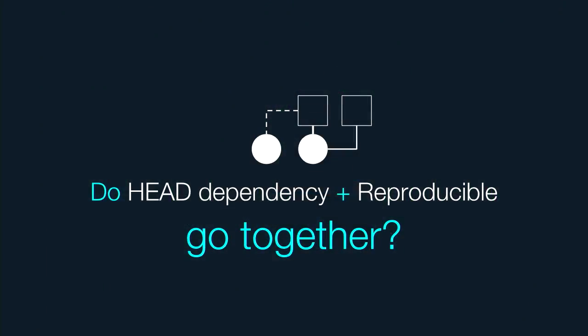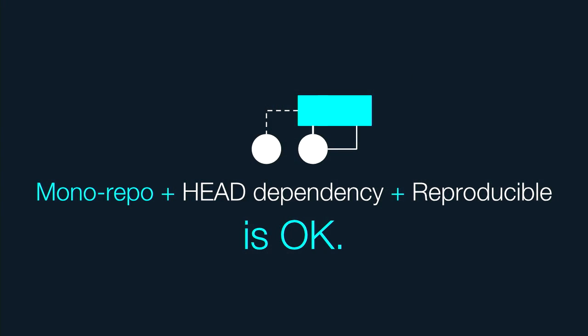OK, so do head dependency and reproducible go together? So if you're using a monorepo, we're all good, right? Because the identifier of, let's say, Git is the reproducibility key. So you just have the identifier, and you get head dependency because everything is the same code. And you check it out, and you run the build, and everything is OK. Assuming that you have correct rule sets and so on, right?